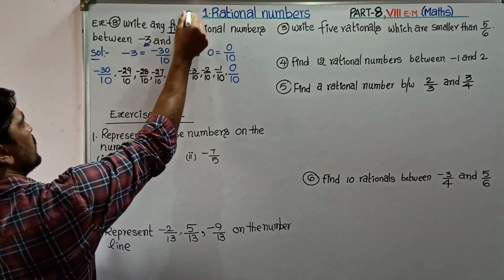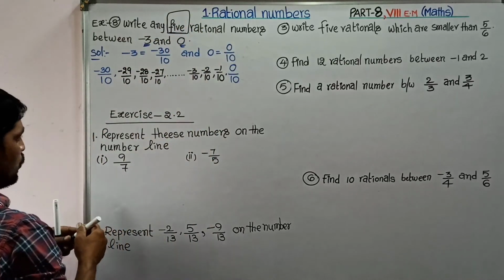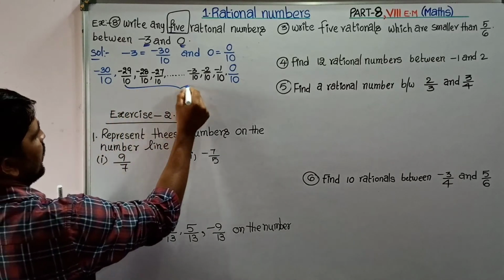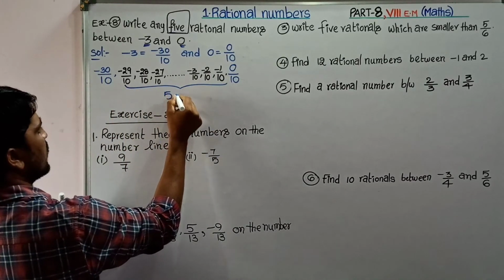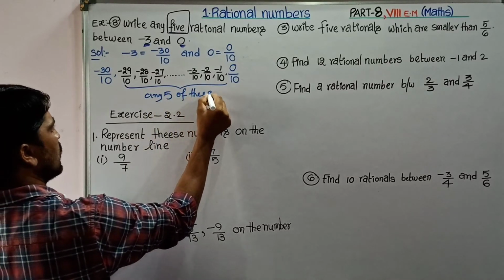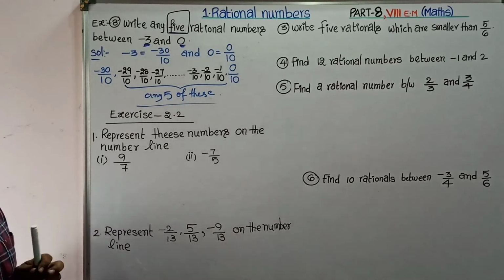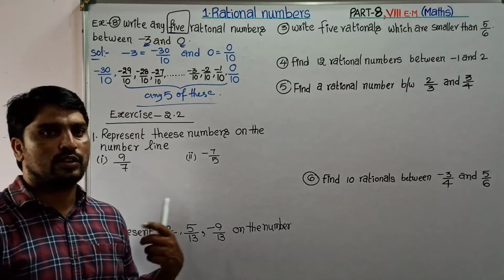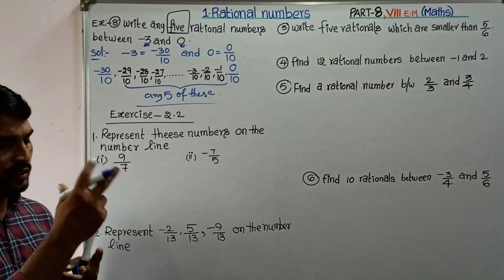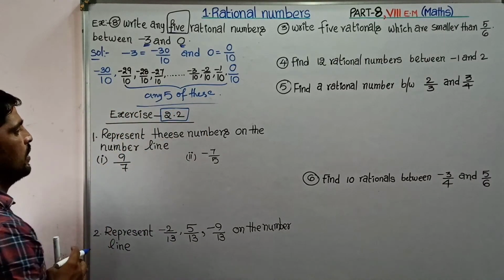But we have to insert only 5 rational numbers between minus 3 and 0. So we can take any 5 of these. Right, this is the method to insert 5 or 10 or 20 or 30 rational numbers between two given rational numbers. Next, exercise 2.2.